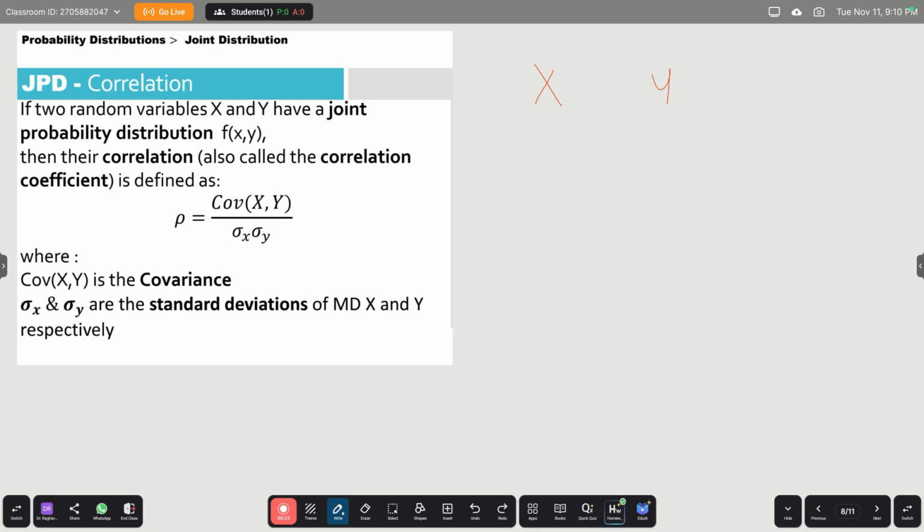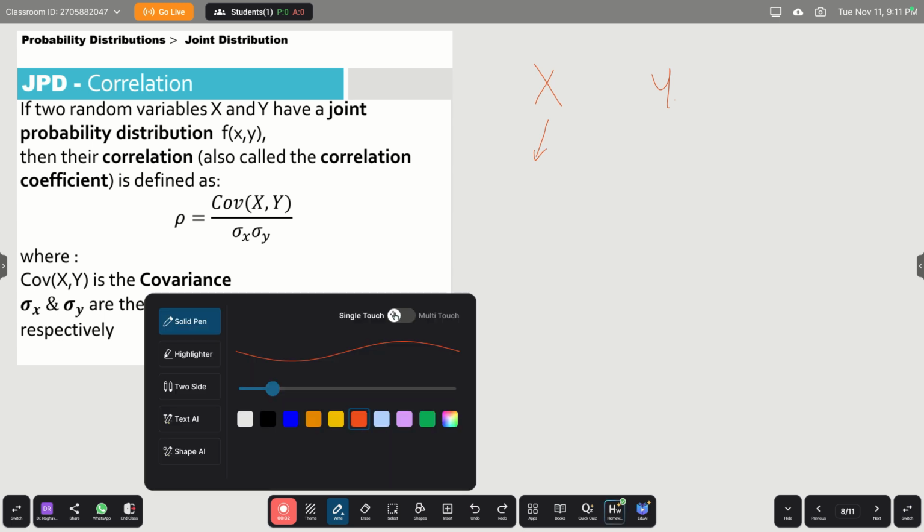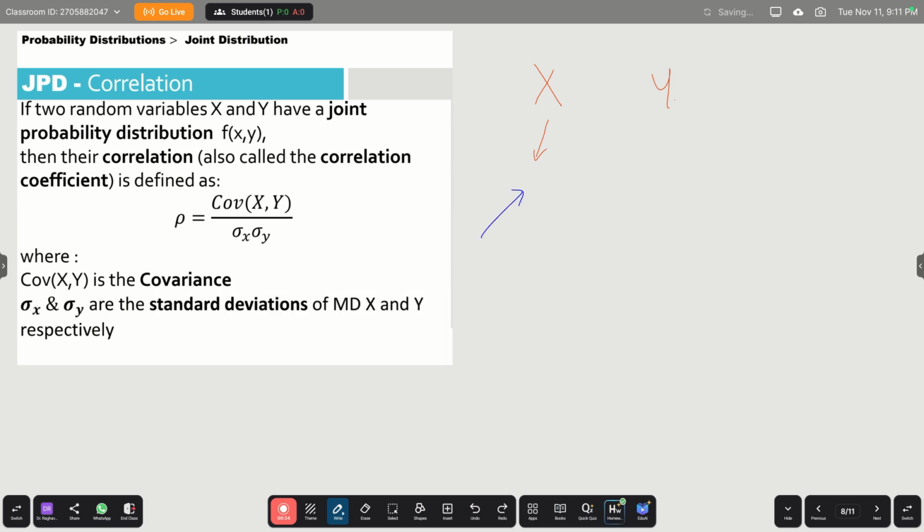So for example, let us take two variables x and y, and let us suppose that there is a change happening in x. Maybe x values are increasing or x values are decreasing. So corresponding to this change in x, is there any change happening in y or not? This is the question. So if there is a relationship, the change in x corresponds to the change in y, then we say that they are correlated.